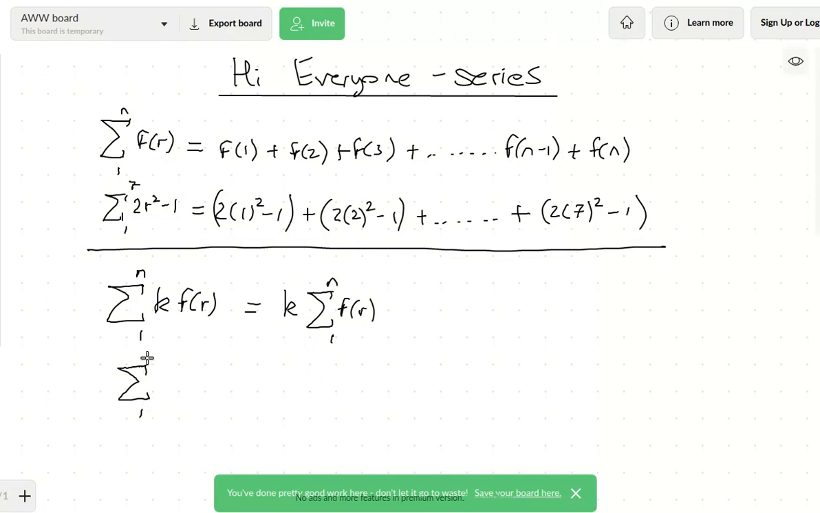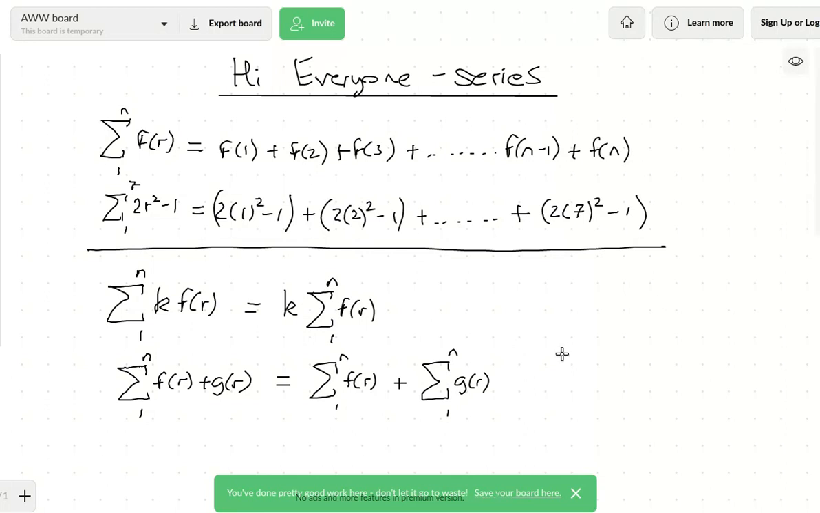Okay, so what else can we do? Well, we can do this kind of crazy trick. If you've ever got two functions added together, which happens all the time, you can break it up. So you do the sum of the first function from 1 to n plus the sum of the second function from 1 to n.